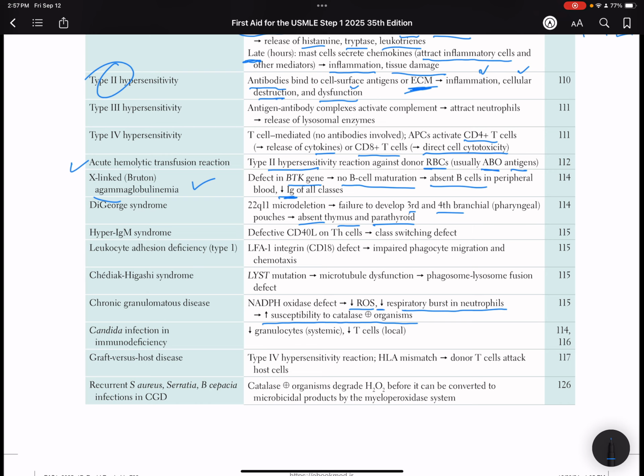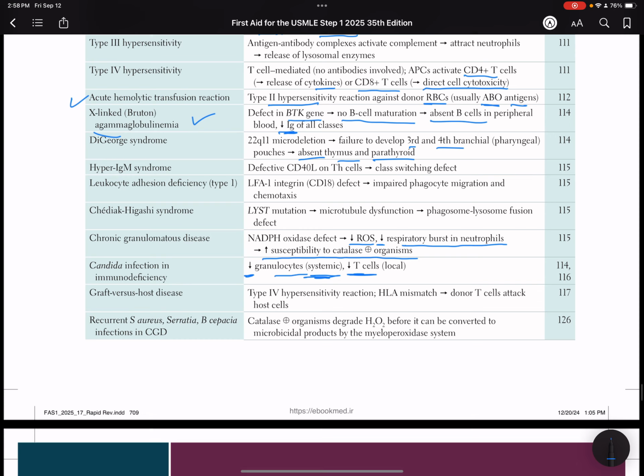What is Candida infection in immunodeficiency? Candida infection in immunodeficiency is decreased granulocytes in systemic infection, decreased T cells in local infection. What is graft versus host disease? GVHD. So 4-letter word, that's why it is type 4 hypersensitivity reaction. It is because of HLA mismatch causing donor T cells attack host cells.